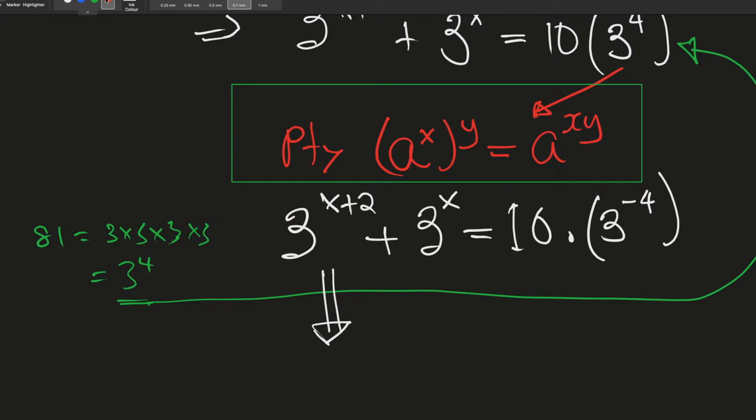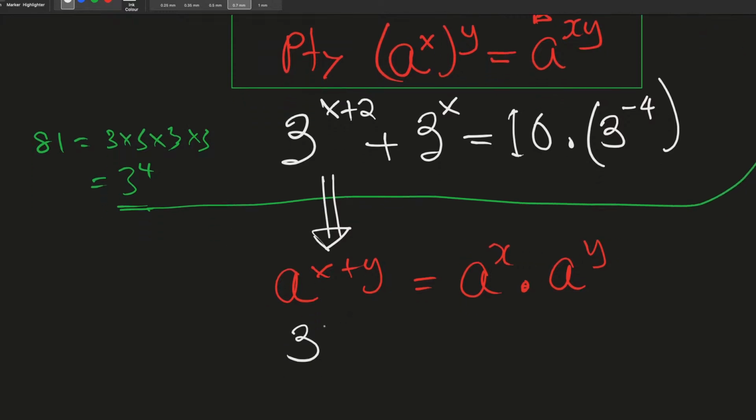Look at it. That one says that if you have A, Y, friends, it's becoming so easy. Because of that, we can confidently say that 3 raised to the power x plus 2 can also be written as 3 raised to the power x times 3 raised to the power 2. You see, we have applied what we learned over the period of time.